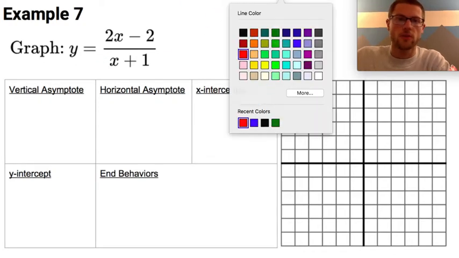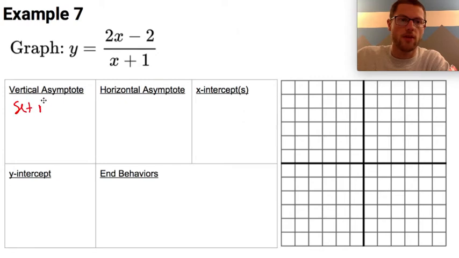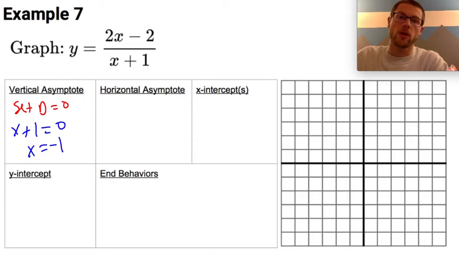For the vertical asymptote, I want to set the denominator equal to 0. So let's do that. I'll set x plus 1 equal to 0. That means that x equals -1 will be one of my vertical, or my only, in this case, vertical asymptote. So let's plot that.